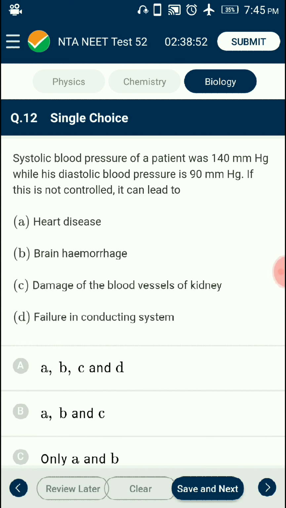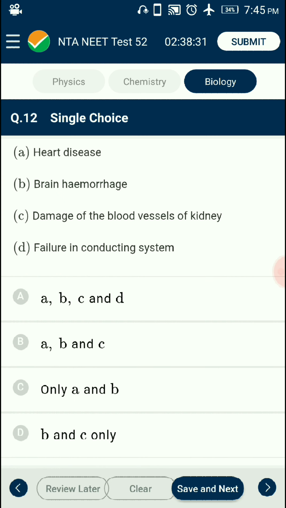Also, high pressure can lead to the rupture of delicate vessels in the brain, leading to brain hemorrhage. This continuous overwork of pumping blood with more pressure will lead to disease of the heart too. The conducting system is not dependent on the circulation, but instead on the electrical circuit of the heart, which is not affected by the raised blood pressure. So the answer is option B.